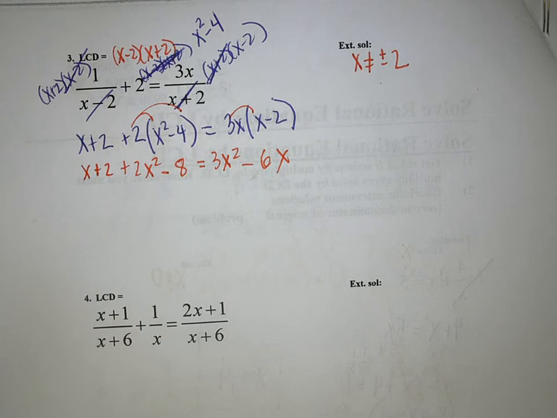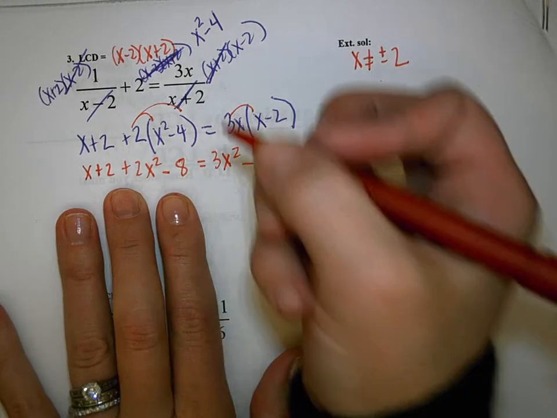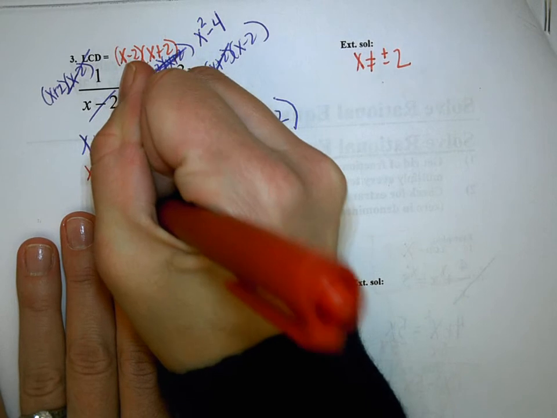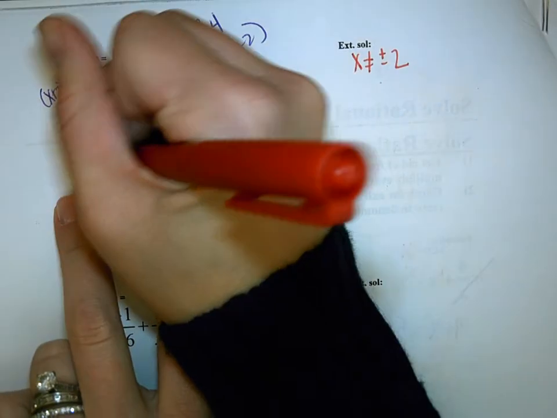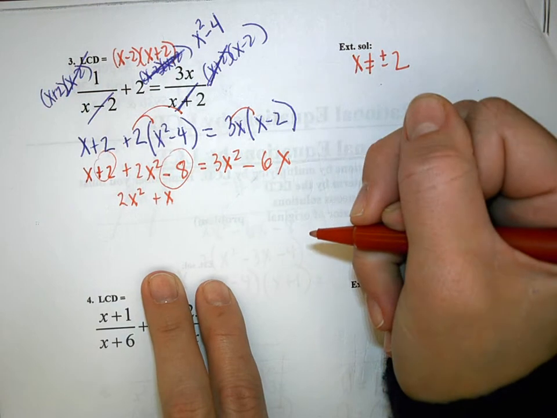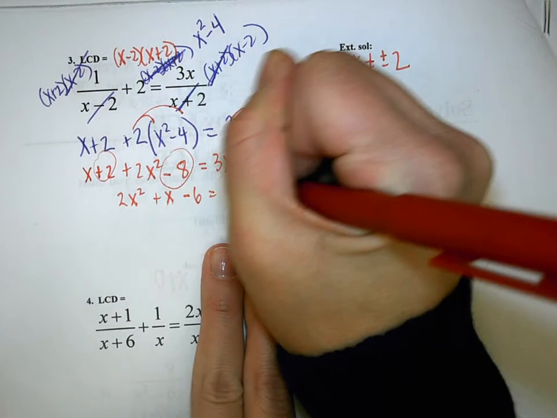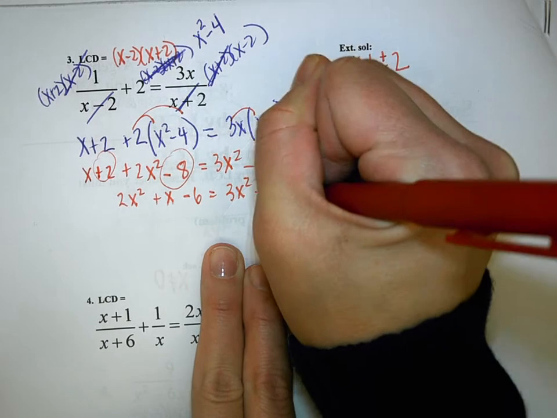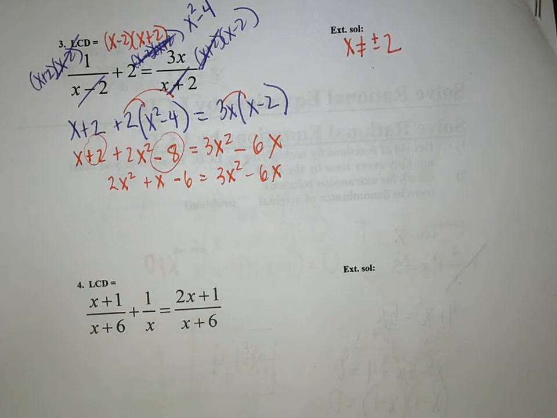Okay? At this point now, I'm going to combine the like terms that I have over here. So I have 2x squared plus x, and then 2 and negative 8 make what? Negative 6. Good. Equals 3x squared minus 6x. Which way should I end up moving everything?